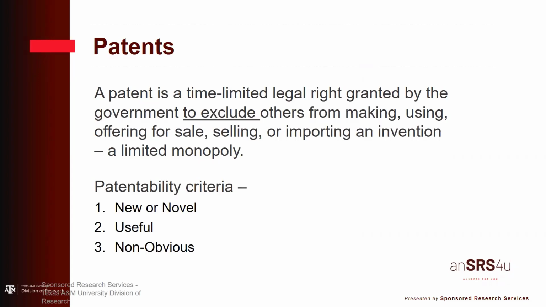It has to be useful. The invention must have some utility or some improvement over existing products or techniques. It has to be non-obvious. What we mean by that is that for a person already skilled in the field, what we call one skilled in the art, it can't be obvious to them to come up with this invention. What you cannot patent, though, are laws of nature, physical phenomena, abstract ideas, or naturally occurring articles.